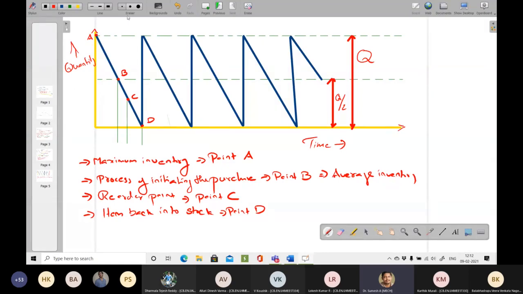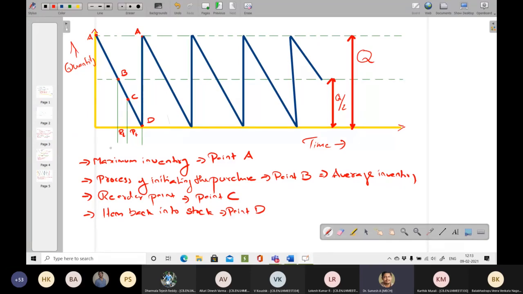Now you can see there are two terms. There is a distance between B and C, and a distance between C and D. The distance between B and C is called RT, and the distance between C and D is called PT. Put together, the distance between B and D is called L.